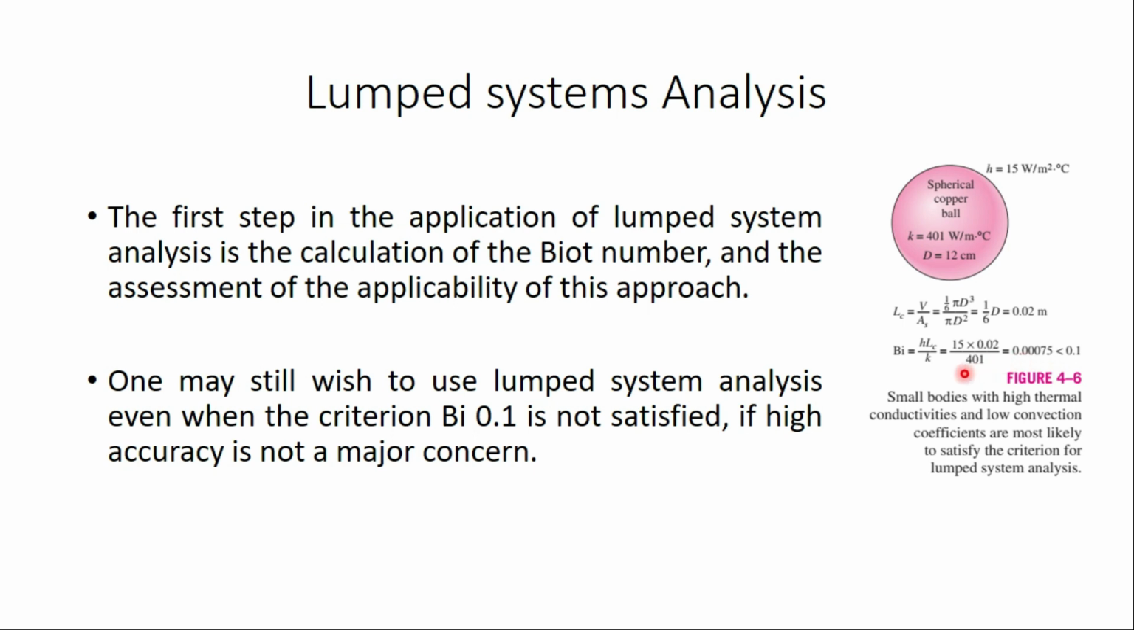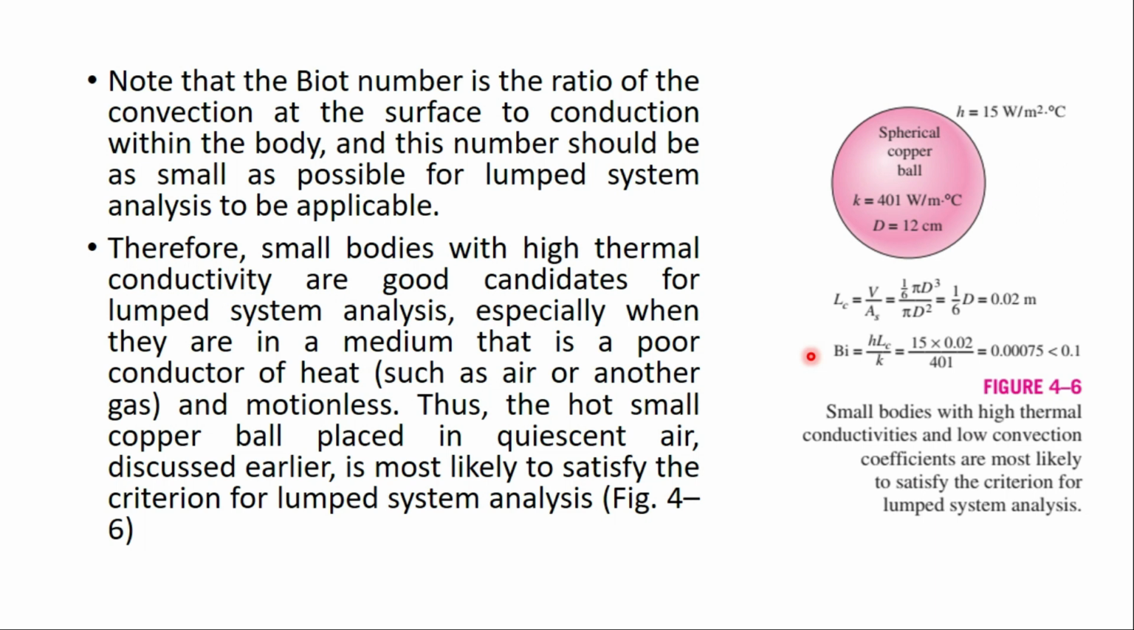Otherwise you cannot consider this a lumped system. Note that the Biot number is the ratio of the convection at the surface to the conduction within the body. As I have already explained, the Biot number is the ratio of the convective heat transfer divided by the conduction within the body, and this number should be as small as possible for the lumped system analysis to be applicable. As I have already explained, the Biot number must be less than or equal to 0.1.